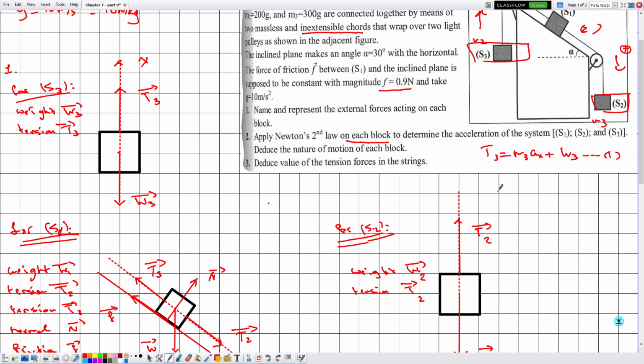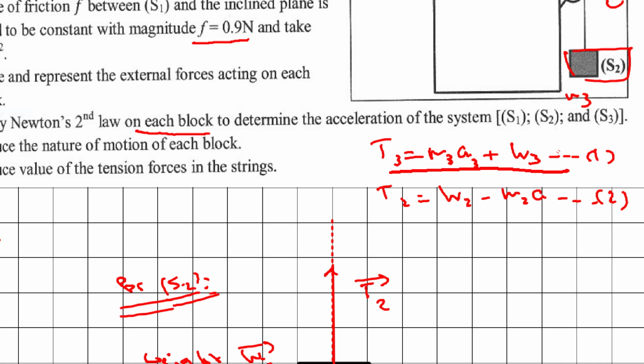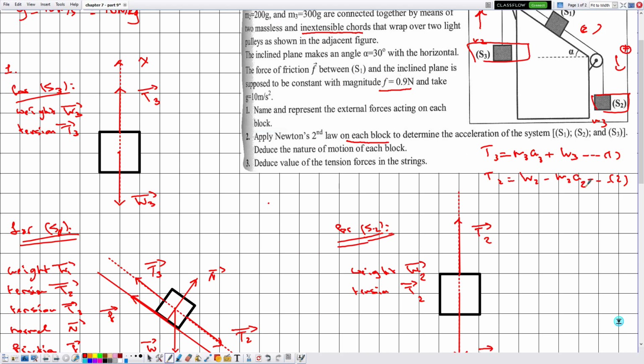So t2 is given by w2 minus m2 a2, and here there is no need to write the x component because we have equated it with the magnitude a3. So notice that here all of the indices are 3 and here all of the indices are 2.